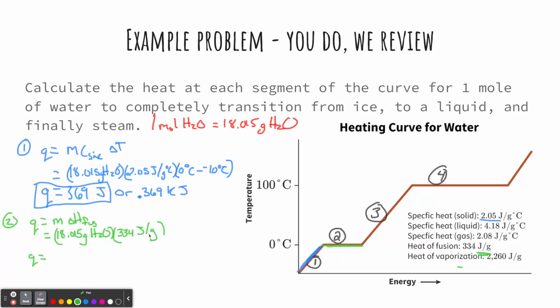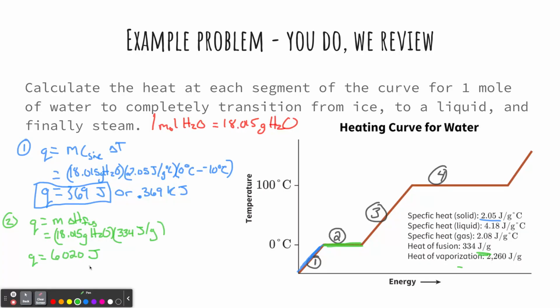So the heat required to occur at this phase change, from our ice melting to the liquid state, is 6,020 joules. Okay, so that's the heat required in order to have our phase change occur here. From the solid state to the liquid state, it takes 6,020 joules in order to break those intermolecular forces.